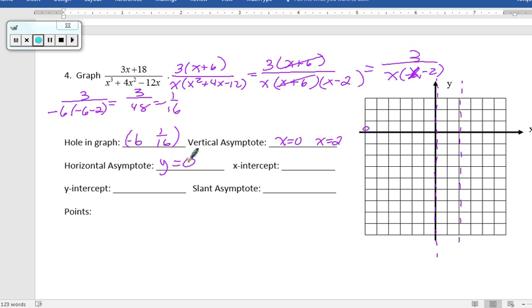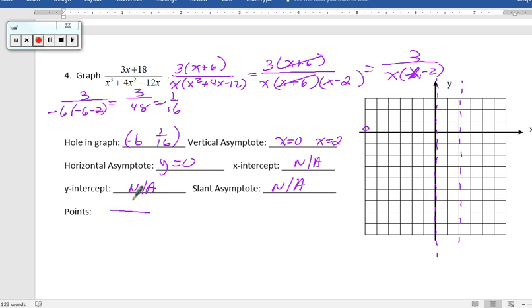We are not going to have an x-intercept. There's no x's sitting in this numerator there. For a y-intercept, because we have a vertical asymptote sitting on the y-axis, there'll be none there. Remember, asymptotes hold true for the vertical. Since we have a horizontal, we certainly cannot have a slant.